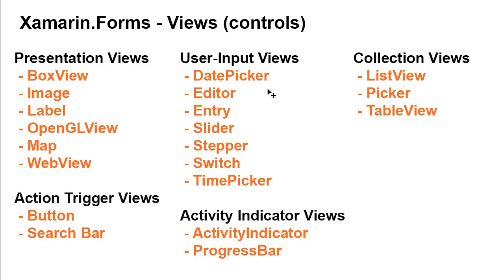We can also get input from the user using things like date and time pickers. The editor is a multi-line text entry, while the entry is a single line text box or text view. Sliders, steppers, and switches can also be used to get information from the user in terms of making choices. We have activity indicator views, such as a progress bar. And then collection views, list views, pickers, and table views. And these will contain other items, such as cells, that allow us to present a collection of information.